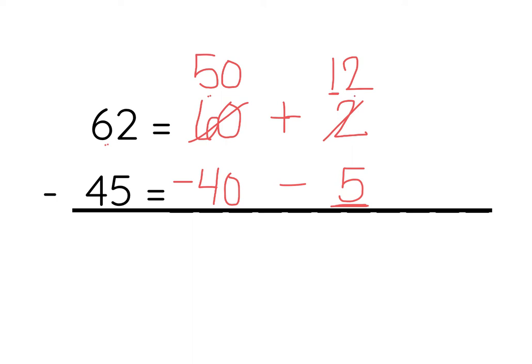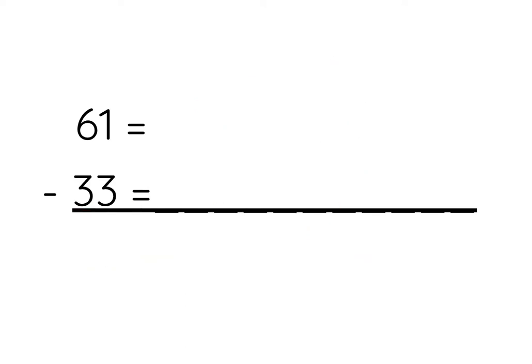We now have 12 minus 5 equals 7. And 50 minus 40 equals 10. 10 plus 7 equals 17. 61 subtract 33. Pause the video and then come back.